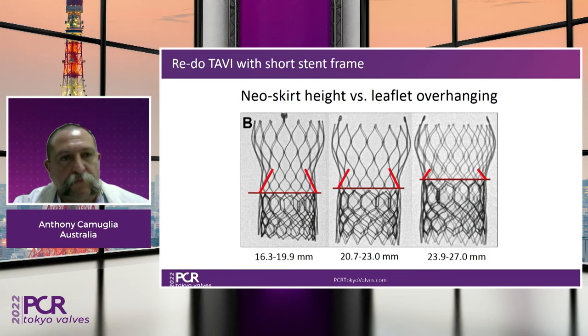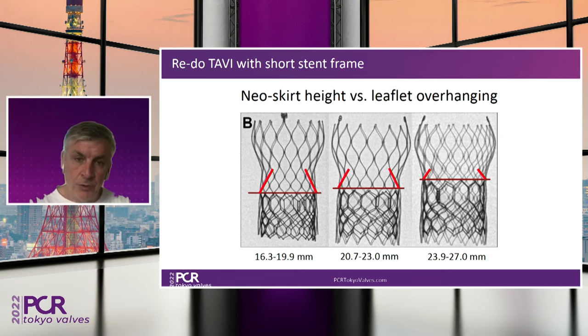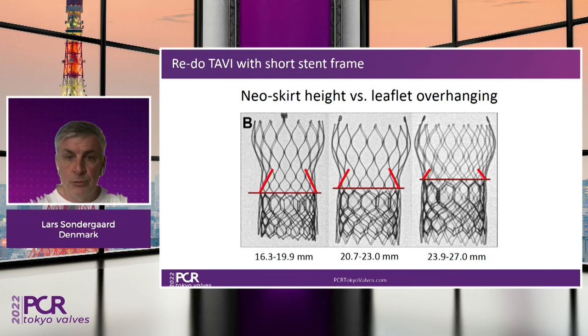Okay. And maybe Anthony, I can just chop in, because I think there's also been some new concept of how we should do redo TAVI. Most of us in the past had the concept that we're going to use the same platform. But nowadays it's been suggested to use a shorter stent frame inside the first one. It could be a balloon expandable valve inside a failed self-expanding valve. And you can see there are different approaches to do it. You can implant it relatively high, or you can implant it relatively low into the first failed valve.